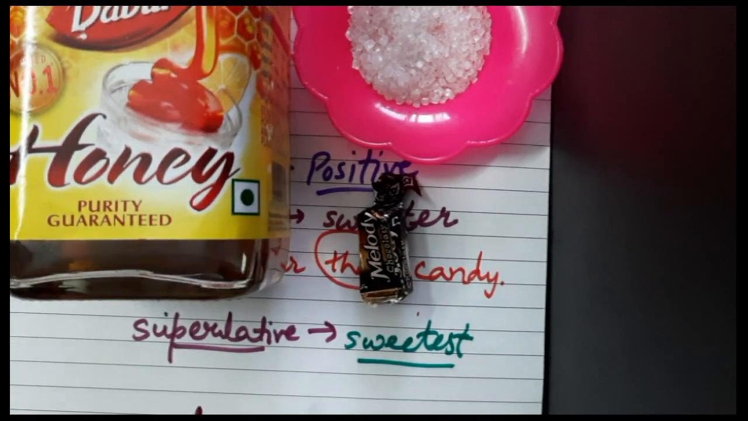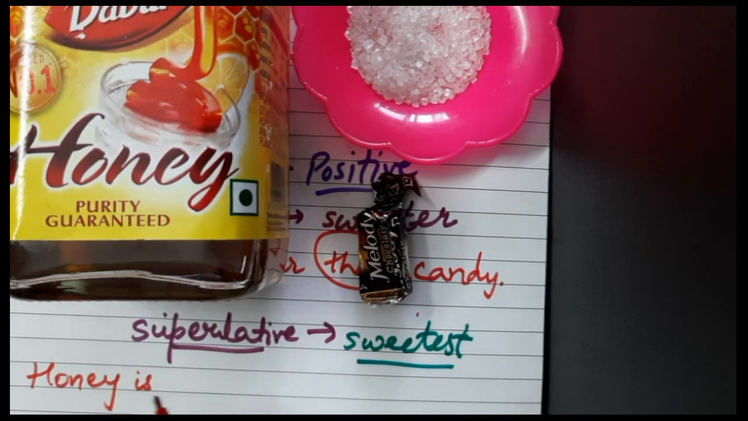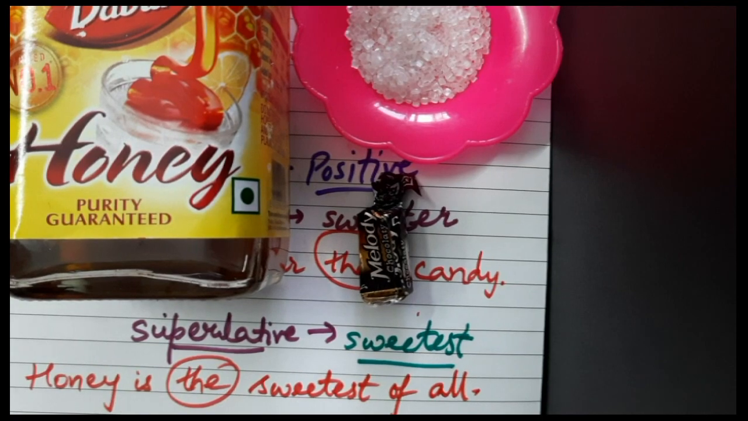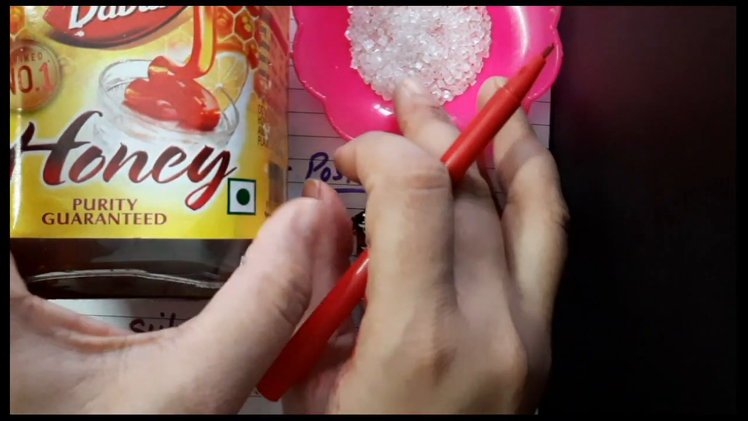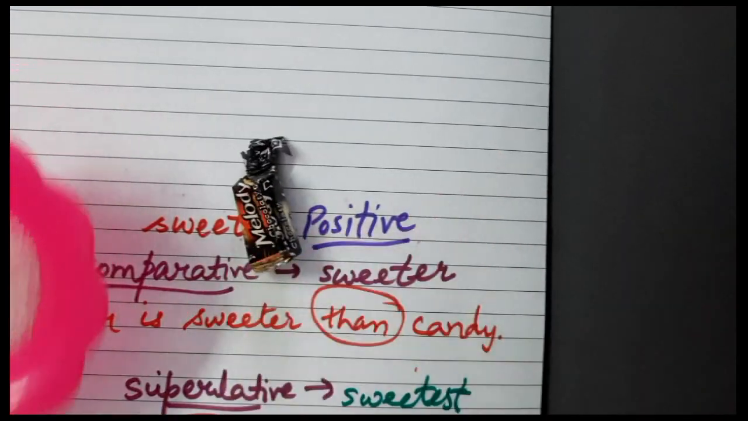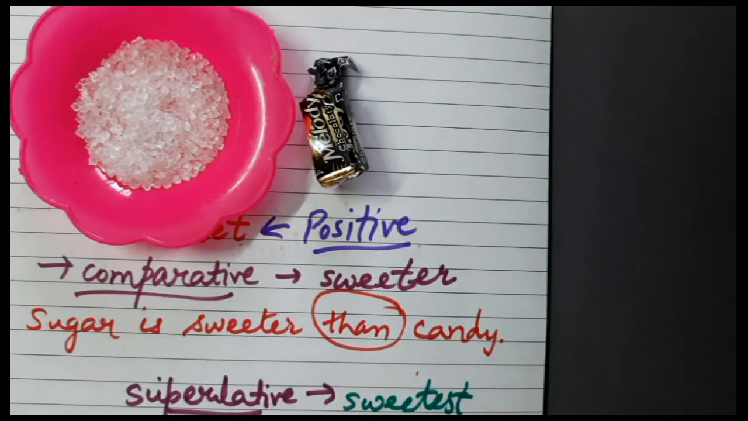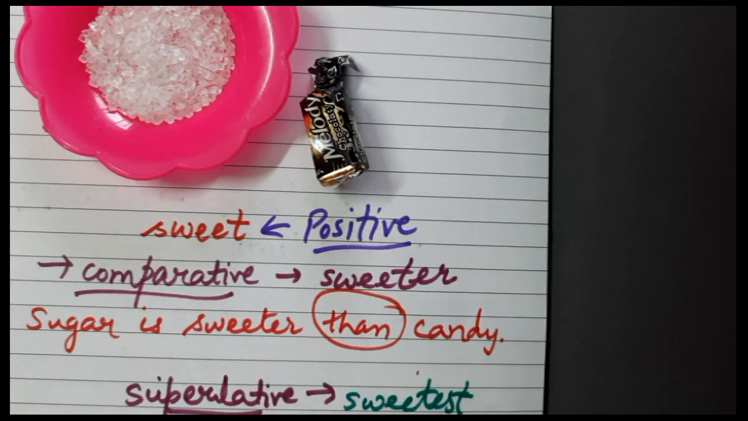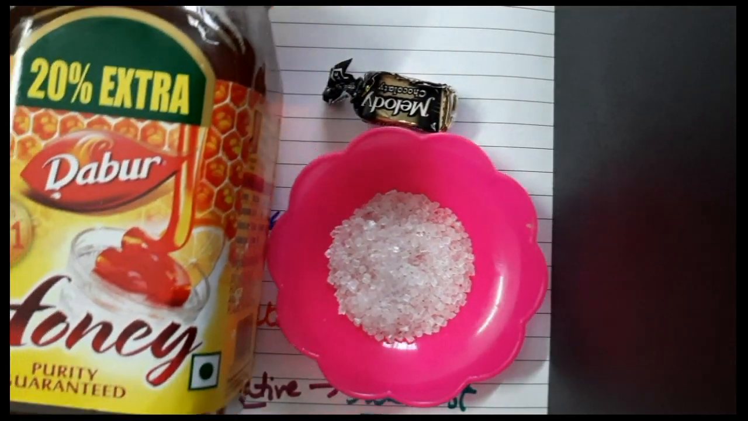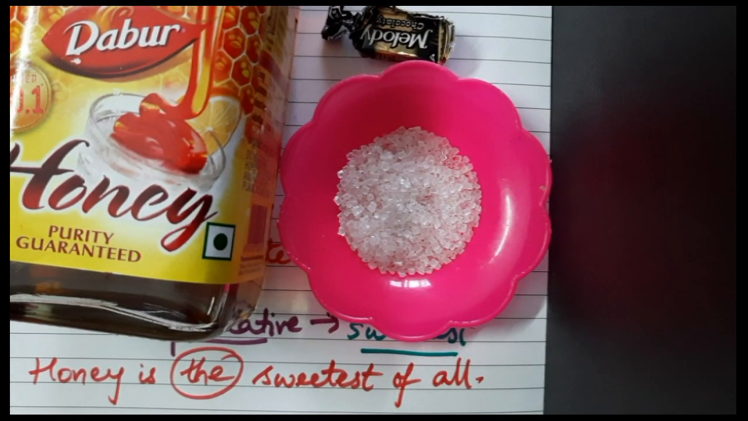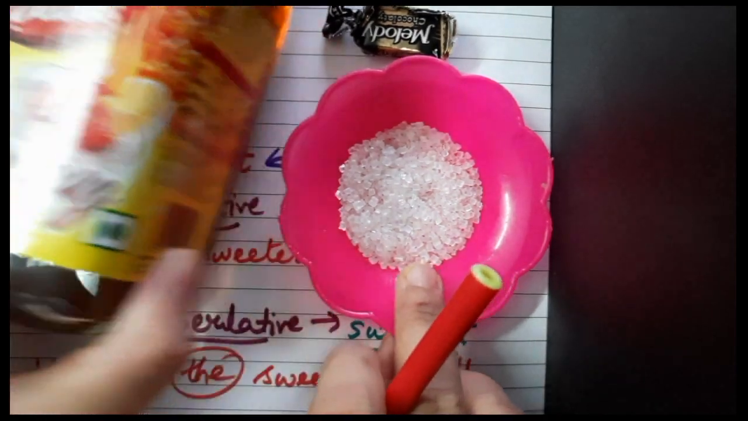Okay? So I'll write honey is. Now remember which article we have to use before superlative degree? The. Honey is the sweetest of all. Okay? Got the example? Let us have it again. Which is sweet? Candy is sweet. That is my positive degree. Now which is sweeter? Sugar is sweeter than candy. That is comparative degree. Sweet becomes sweeter. And now, which is the sweetest? And the answer becomes honey is the sweetest of all. So that is my superlative degree of adjective.